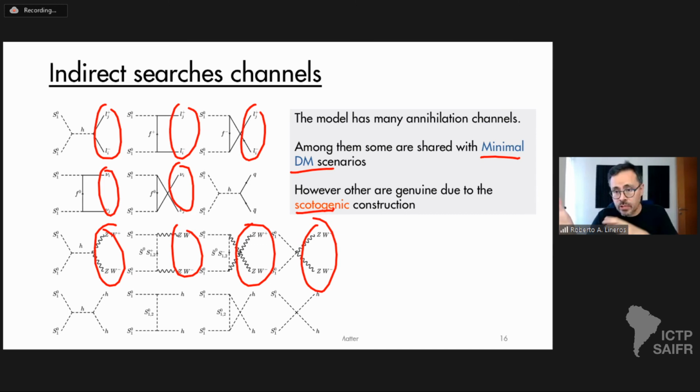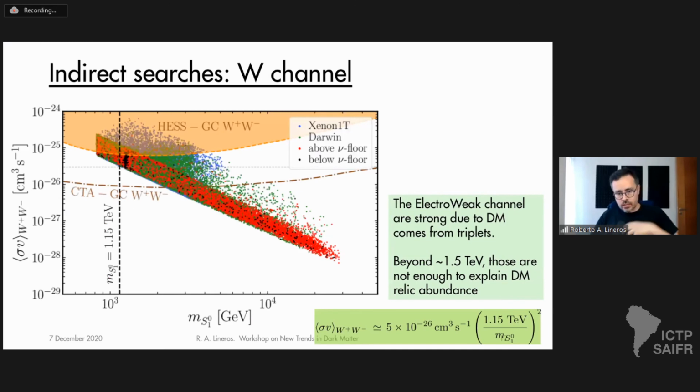What is the difference between one and the other? Usually scotogenic models tend to be in the order of the 100 GeV dark matter range, meanwhile the minimal dark matter scenarios like to be at the TeV scale. So it's completely different energy scales for the masses. So when we analyze the indirect searches, for instance the W channel, we can see that this is the typical behavior when your dark matter likes to annihilate into W bosons, which is typical of the minimal dark matter scenario.